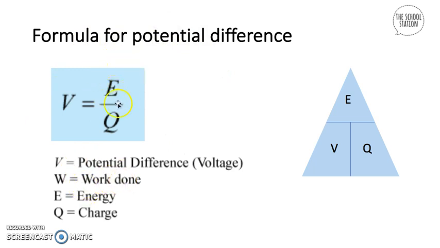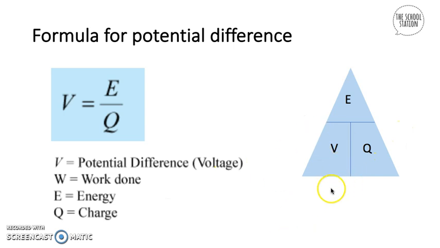But work done can also be represented on top of charge, in the place of energy, because if you don't know, work done is equal to energy transfer. So sometimes they can give it to you as work done, but it's energy divided by charge, or work done divided by charge. That's basically the formula for potential difference. Again, we can use this triangle over here.